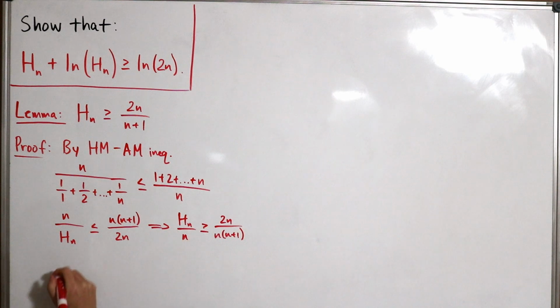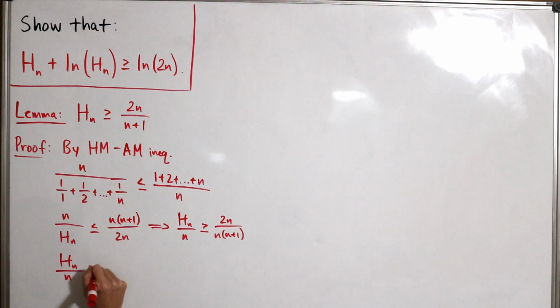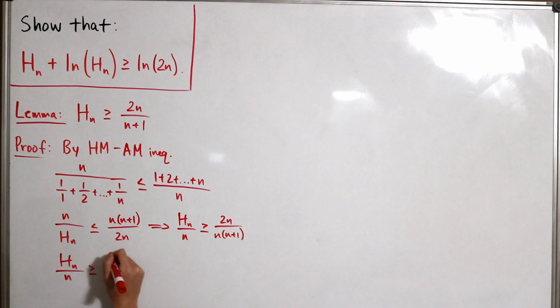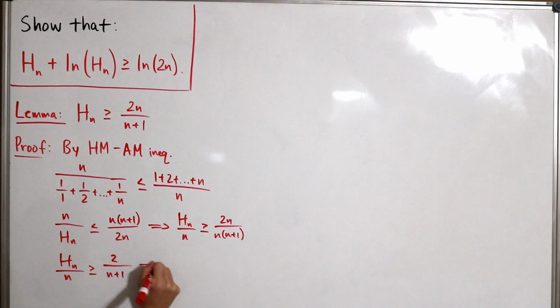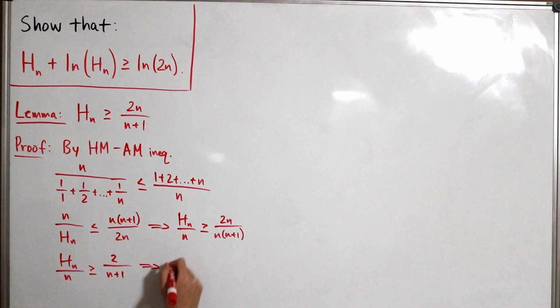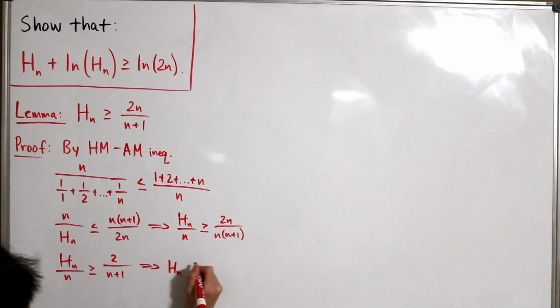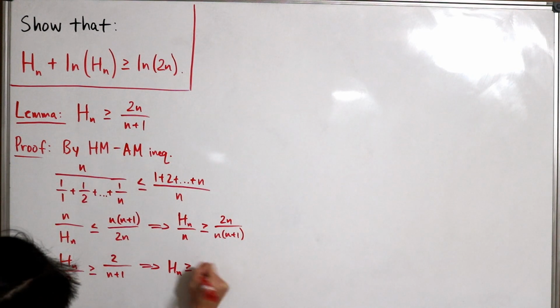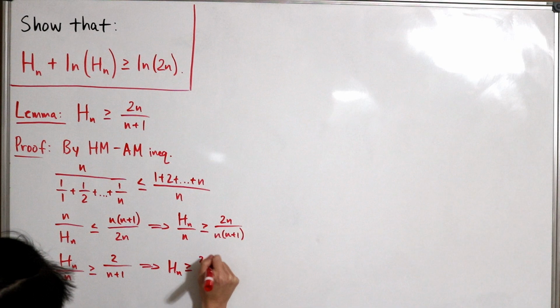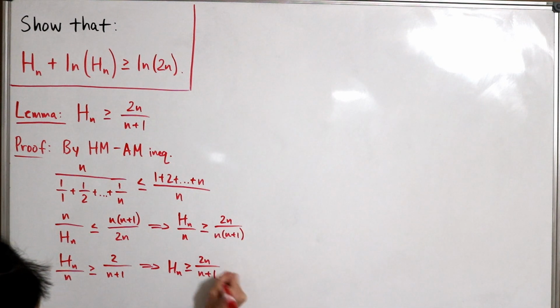Now the n's cancel from the top and bottom, so we have greater than or equal to 2 divided by n plus 1. Then all we have to do is multiply both sides by n, and we have proven the lemma we wanted to show: h sub n is greater than or equal to 2n divided by n plus 1. And just like that, we are done with the lemma.